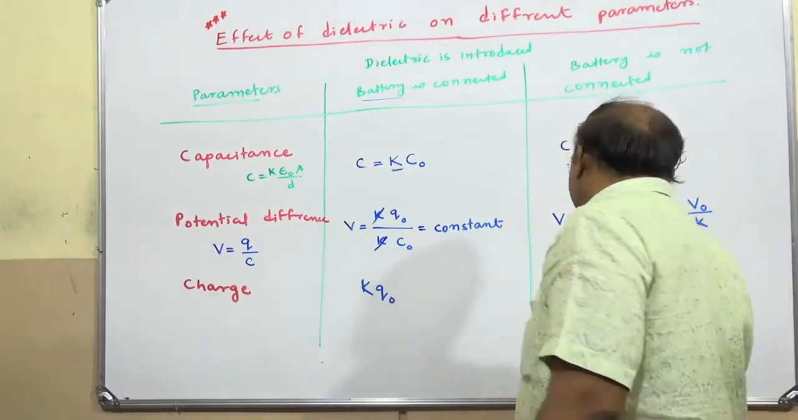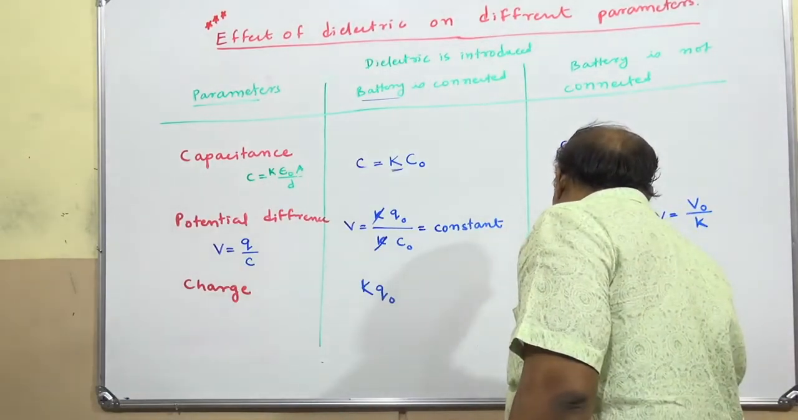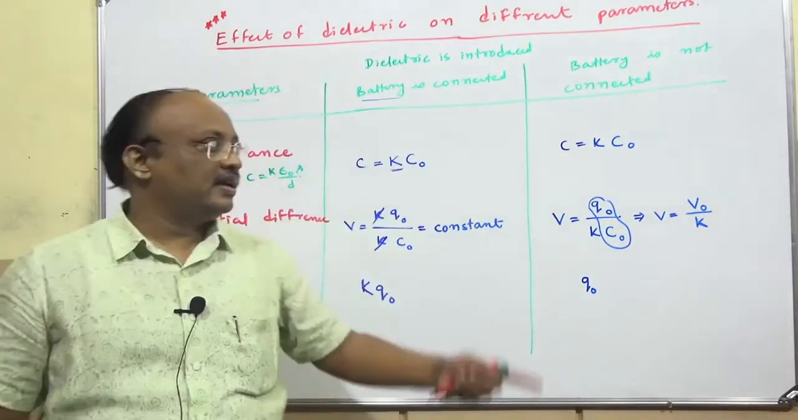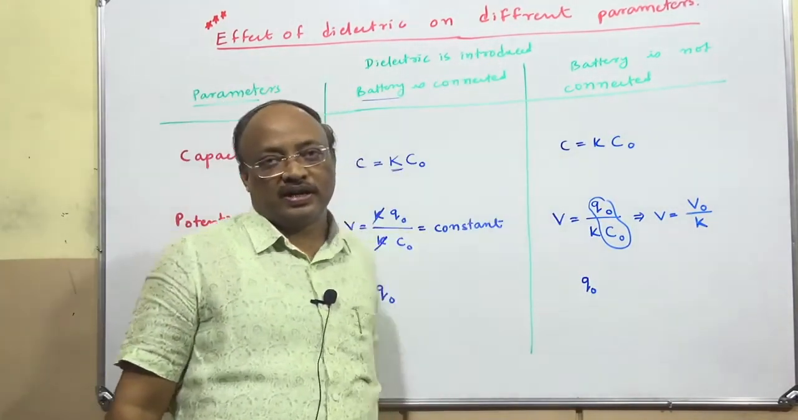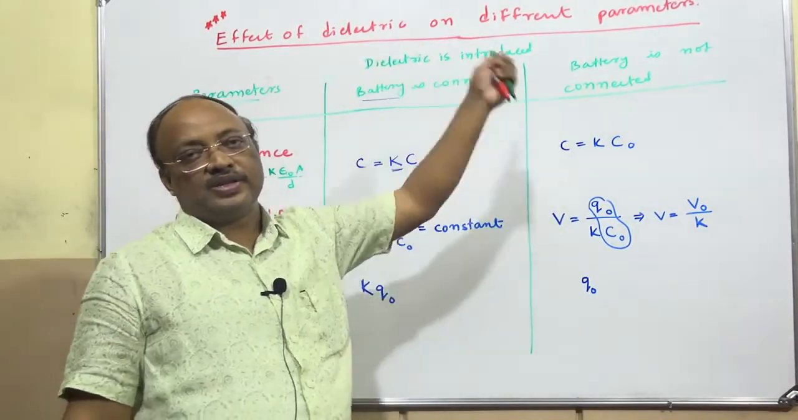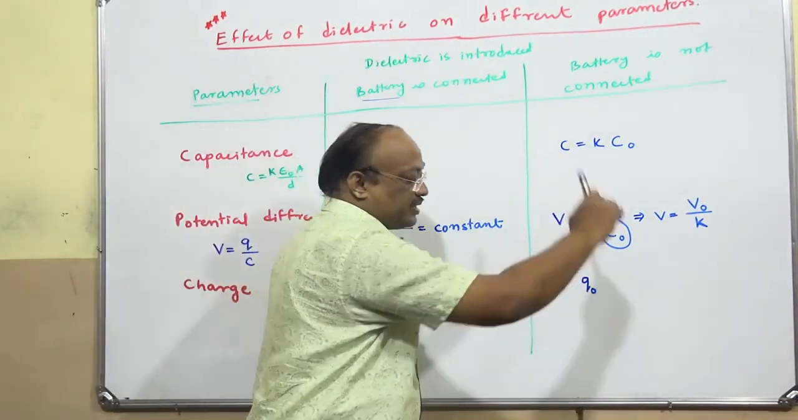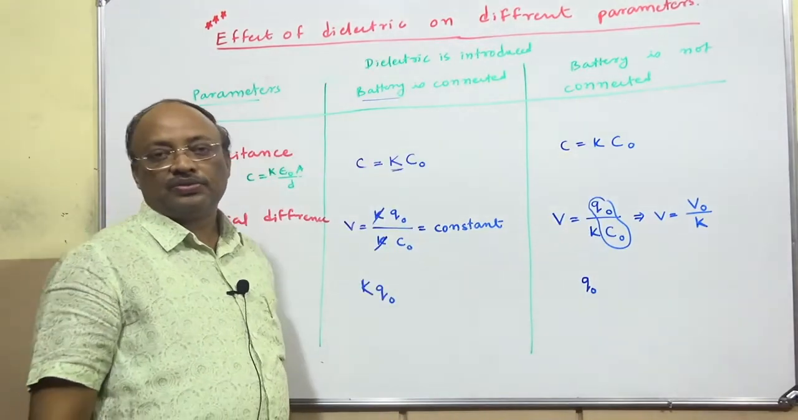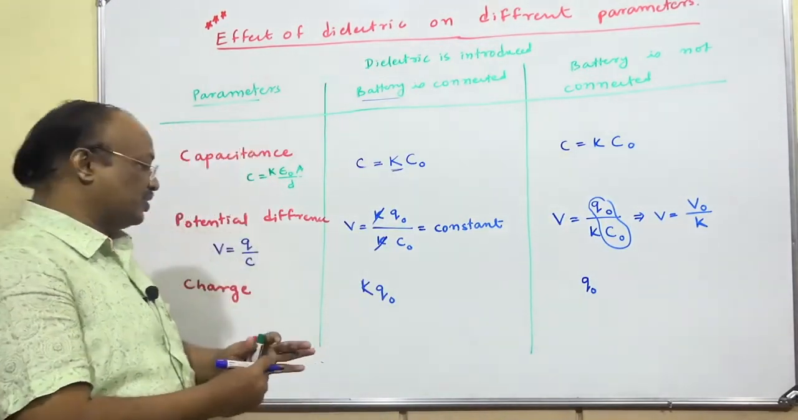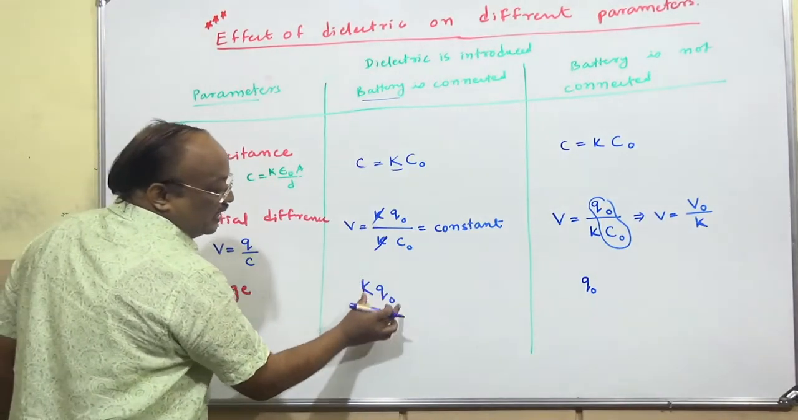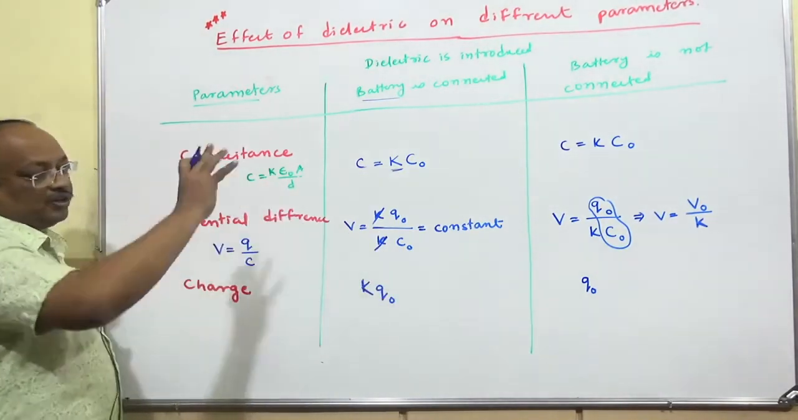Whereas here, the charge will remain as Q naught. There is a chance, but battery is not connected. So therefore, it remains as Q naught. Whereas here, the charge is increasing by K times of Q.